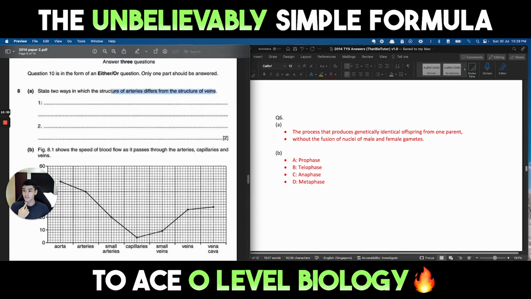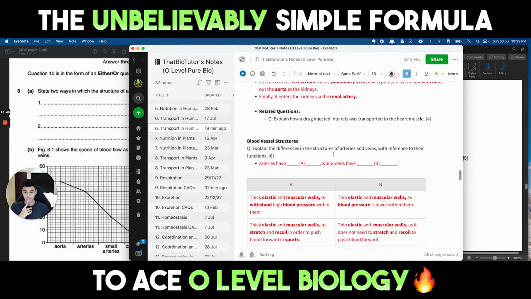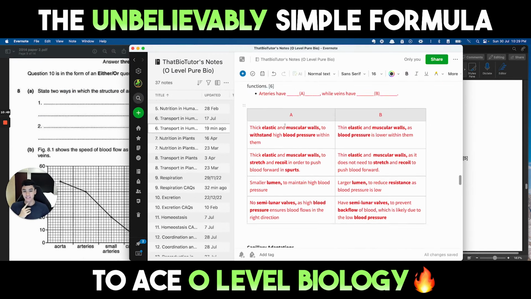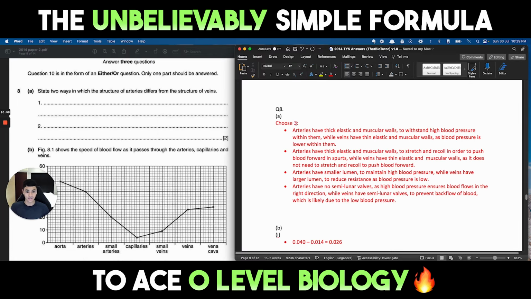Okay, now A, 2 ways the structure of arteries differs from veins. So arteries versus veins. And this is topic 6, transport in humans. Let's find that. Okay, here, explain differences in arteries versus veins. So you can choose from 4. They only need 2 ways. My bad, I think I chose 3. That was a mistake. Okay, we don't even need 3. We just need 2. So you choose 2. One of these 4 is all copy paste.